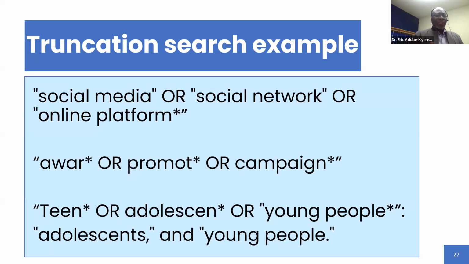Okay. Or you can go for AWAR or PROMOT or campaign. So AWAR could be aware, awareness. And then PROMOT could be promote, promotion, promoting. So all the asterisk is doing is picking a word that starts with these characters. And this is something that is built into a lot of the databases to help apply the truncation technique. Okay.